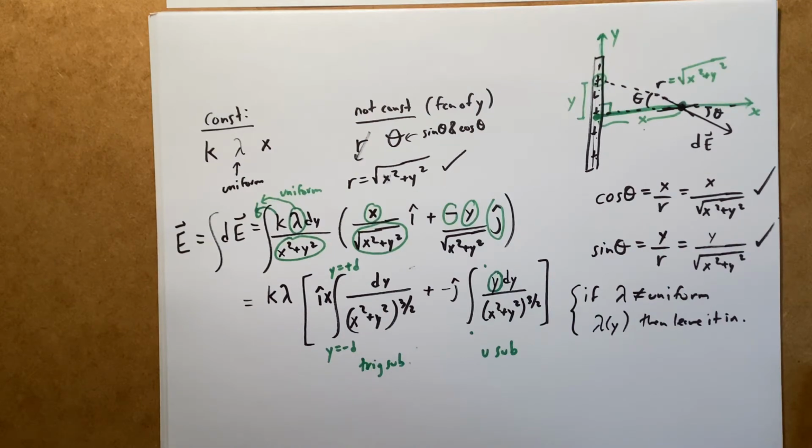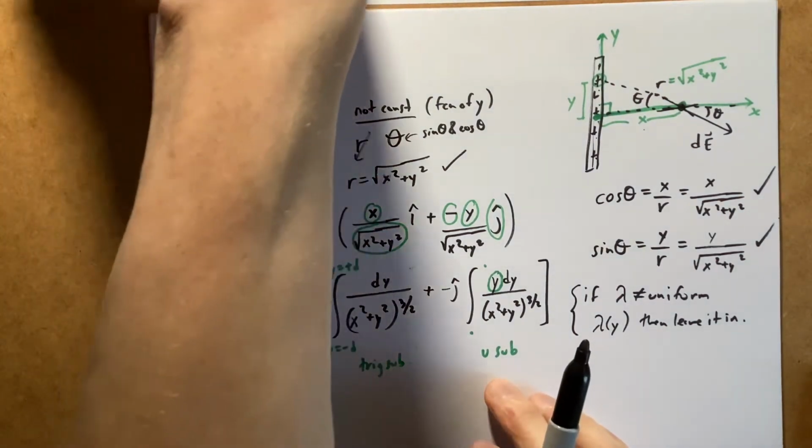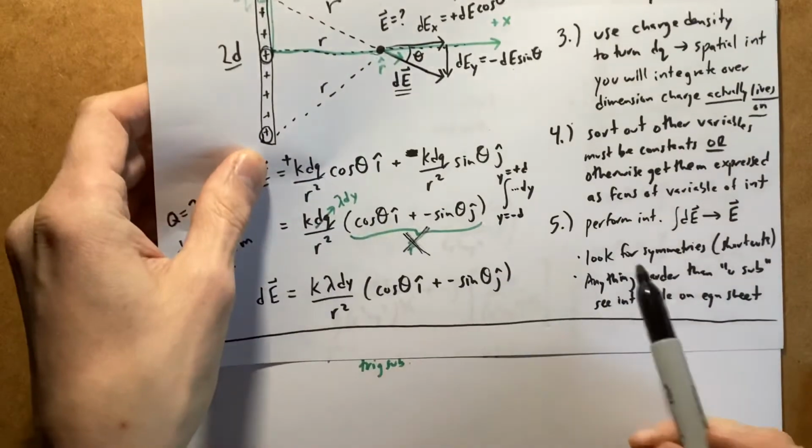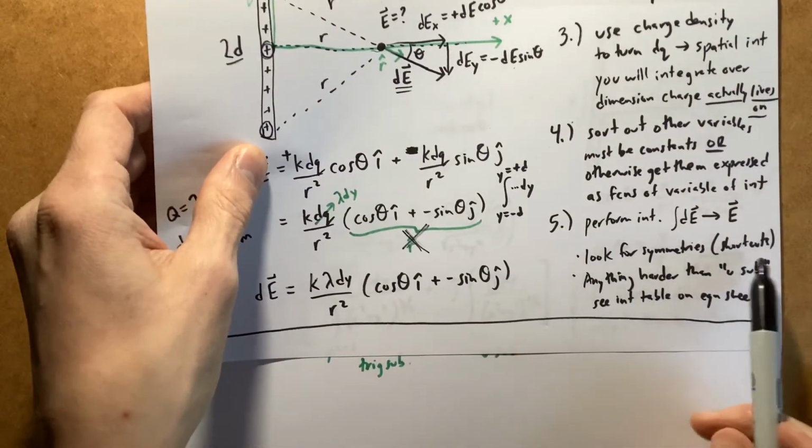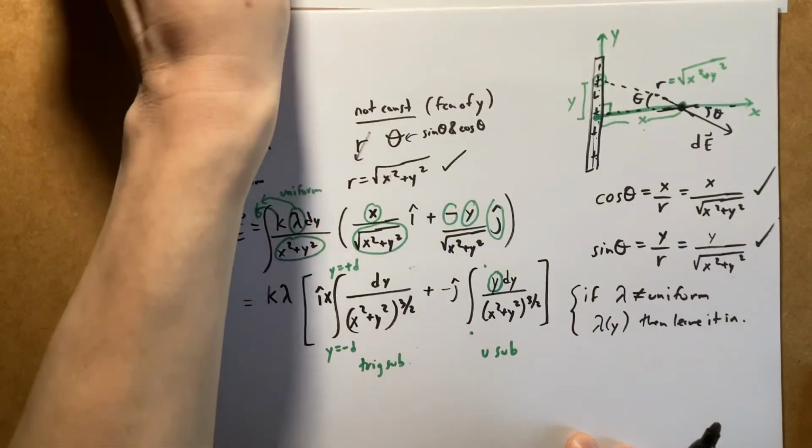So before I just jump in blindly, I always want to think what I can do to work smarter, not harder. So there is a lot I can do here. So remember, the last step is look for symmetries. I mentioned look for symmetries or shortcuts. There are shortcuts here.